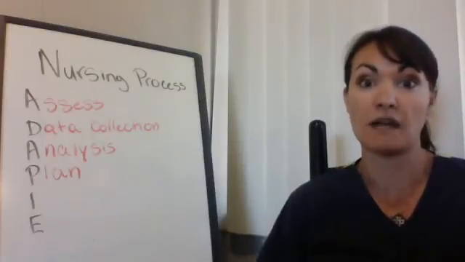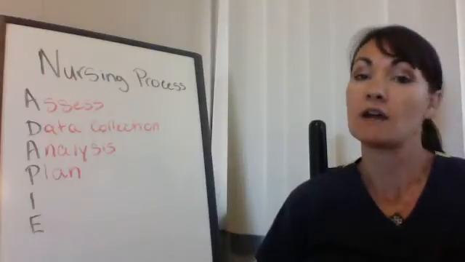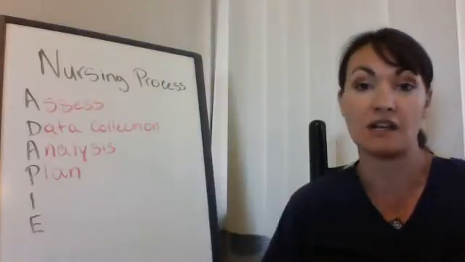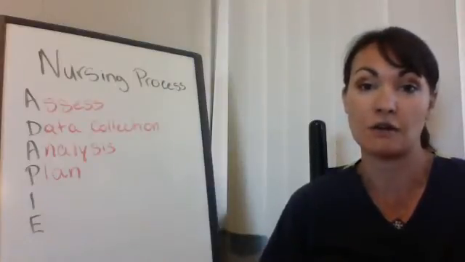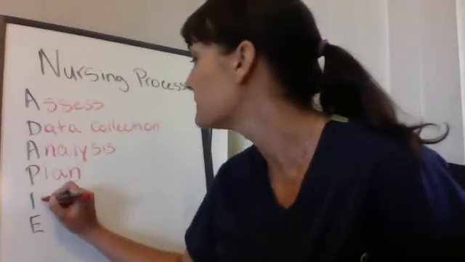Do they need to get up and walking so that they can avoid blood clots and constipation? Those would be outcomes, and so we need to have a plan of action of how we're going to get those desired outcomes. Then we've got to implement that plan.